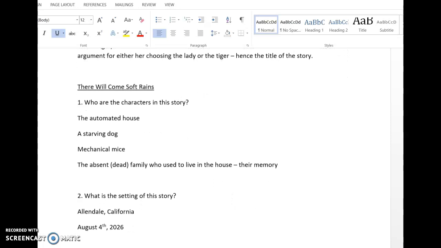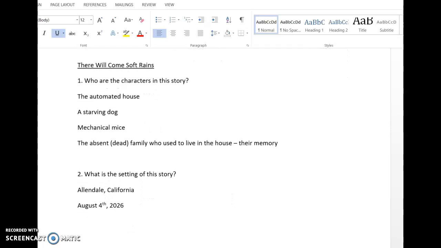Okay, I'm going to talk about There Will Come Soft Rains, and then it looks like I'm going to run out of time for this screencast, so I'm going to go ahead and make a second video that'll talk about our last 2 stories, Harrison Bergeron and All Summer in a Day. Okay, but for There Will Come Soft Rains, we have the characters in the story. The automated house is technically a character, even though it's not a human.